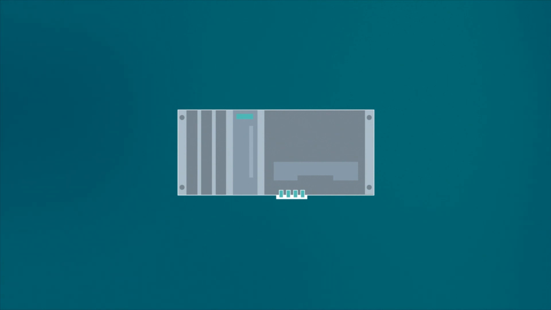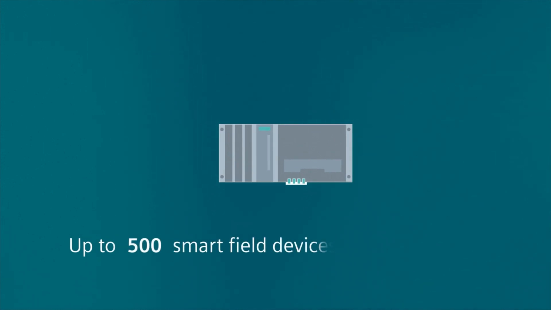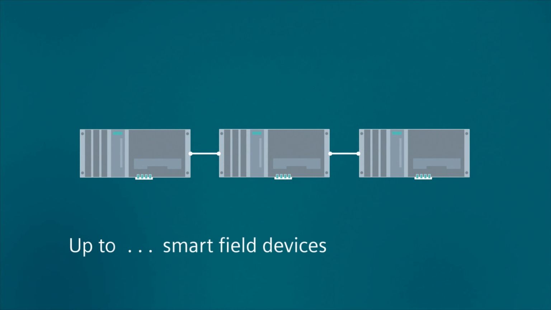Zmatic PDMMS comes with a pre-installed hardware platform. Monitor up to 500 smart field devices with a single maintenance station. Combine more stations to monitor several sections at once in large plants.